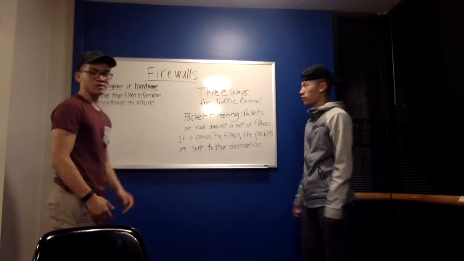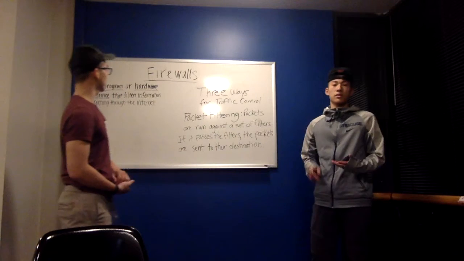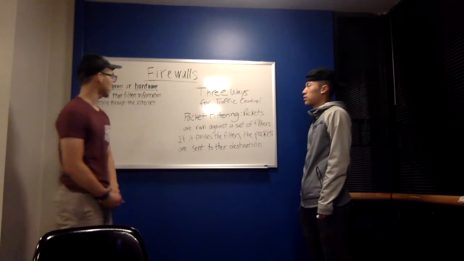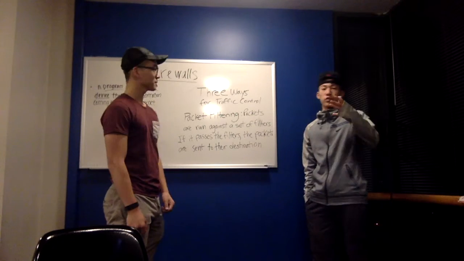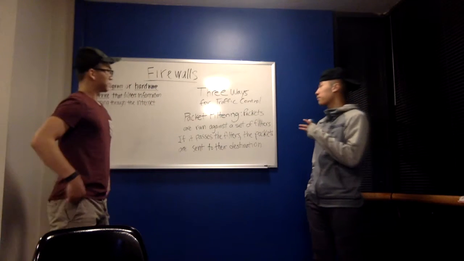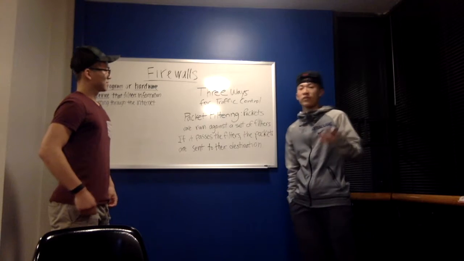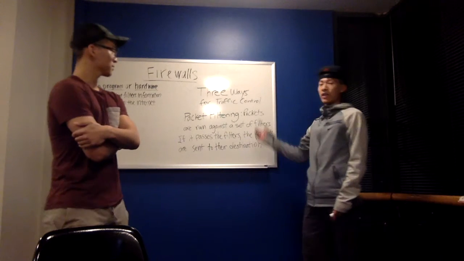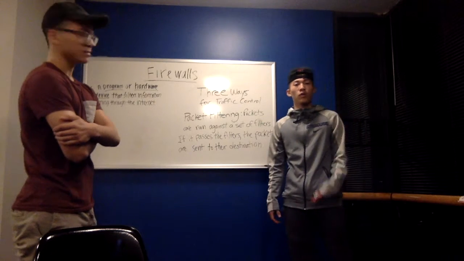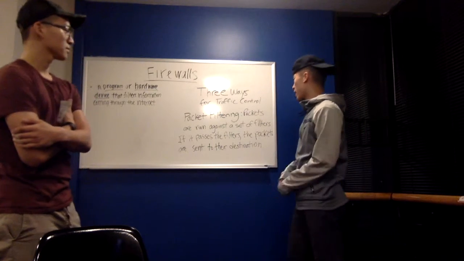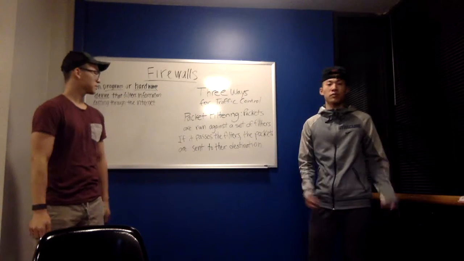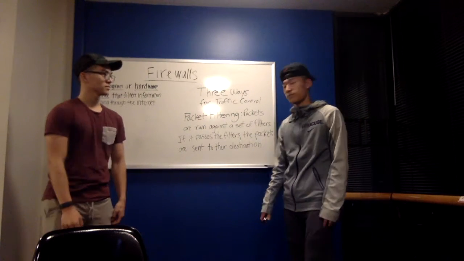So Jason, keep going. Alright, so the technical definition of a firewall is a program or hardware device that filters information coming through the internet. And there are three ways to control traffic through the internet. The first way is packet filtering. Packets are run against a set of filters that you set up or pre-existing filters. And if it passes the filters, the packets are sent to the destination, which is in your browser.